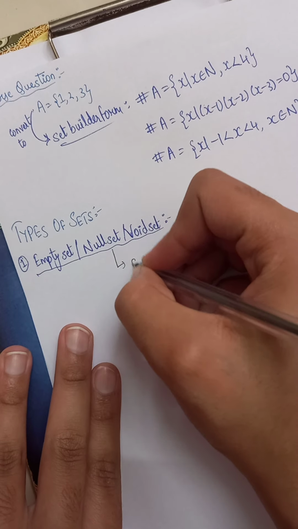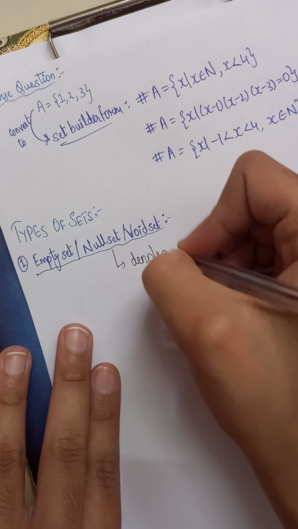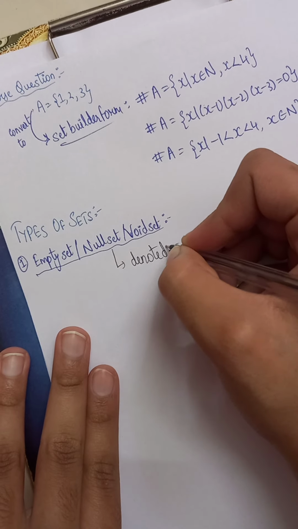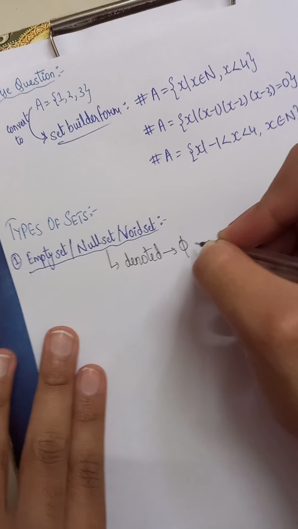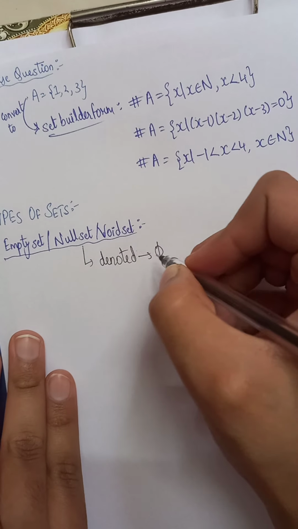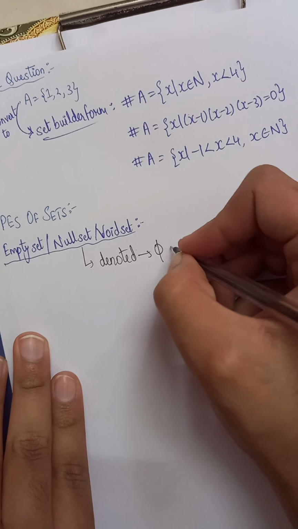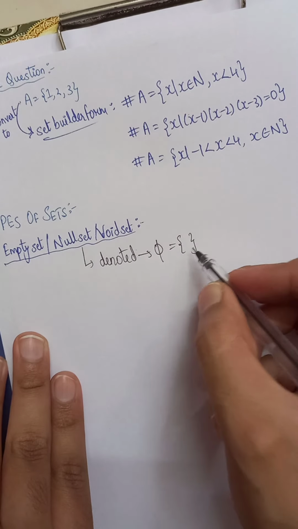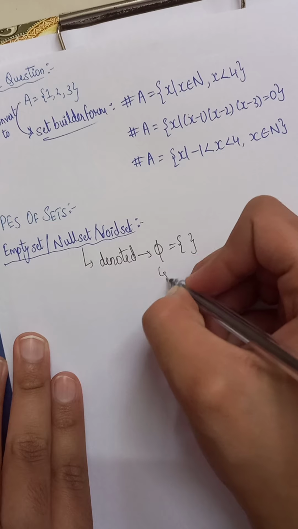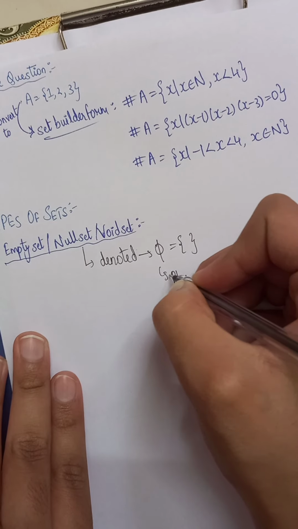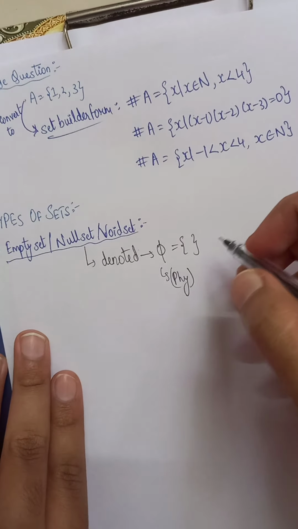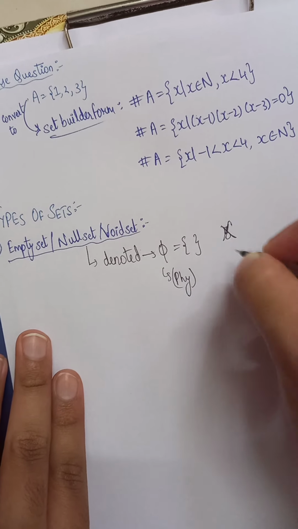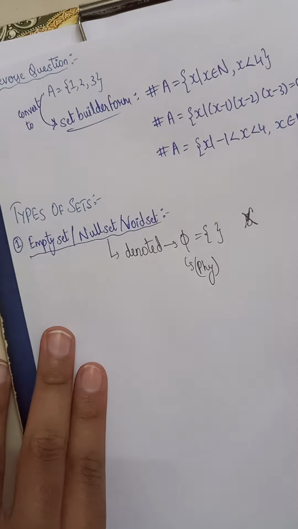This is denoted by phi. You tell it as phi, which means an open and close curly bracket. You should not write anything inside it.